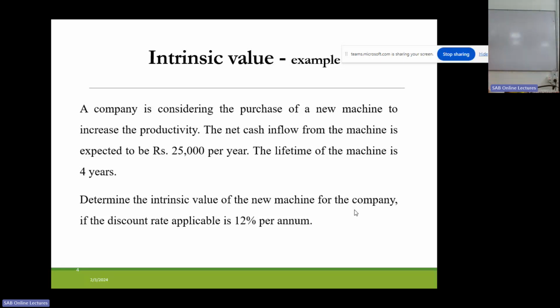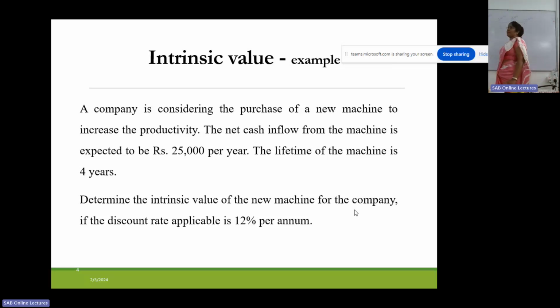the net cash inflow annually is 25,000. The lifetime of the machine is 4 years. If you purchase this machine, it will be there for 4 years in the company. There are things like annual net cash inflow and cost of maintenance. Considering those and the return from it, after analysis there is a net cash inflow of 25,000 because of this machine.